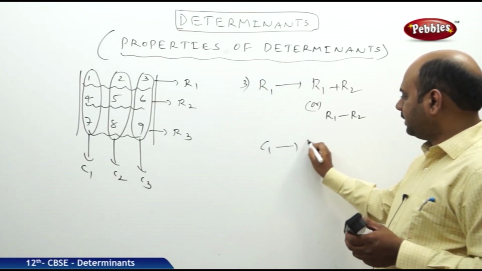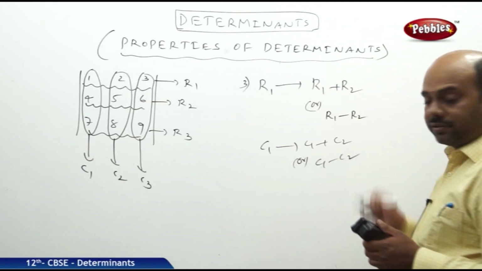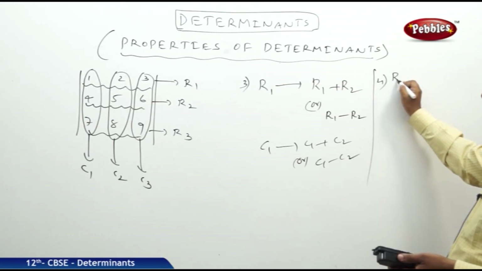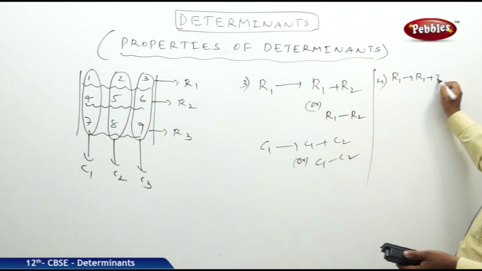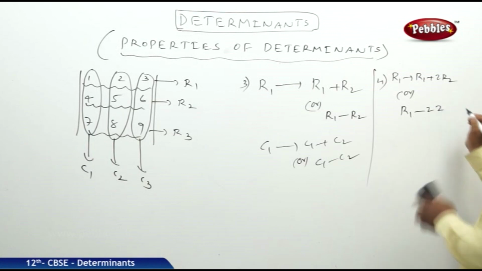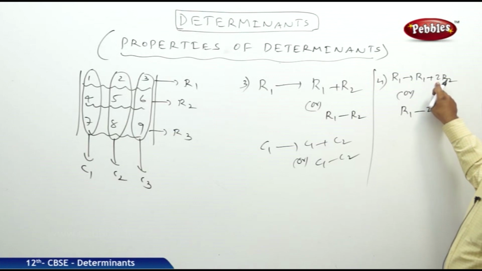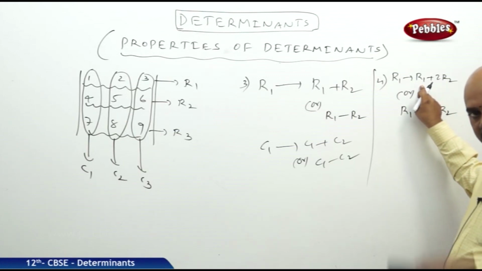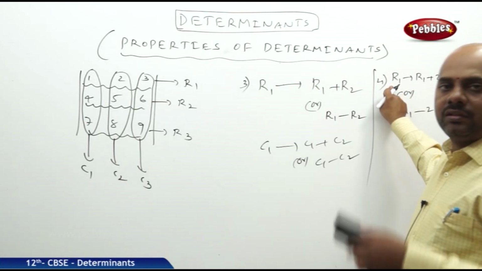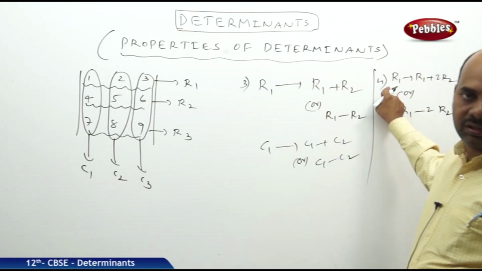And sometimes C1 implies C1 plus C2 or C1 implies C1 minus C2 for columns also. And sometimes I may use R1 implies R1 plus 2R2 or R1 minus 2R2. That means R2 is multiplied by 2 and that net result is added to the previous R1 to get a new R1 in the new determinant. These are the notations you should remember before dealing with the properties.